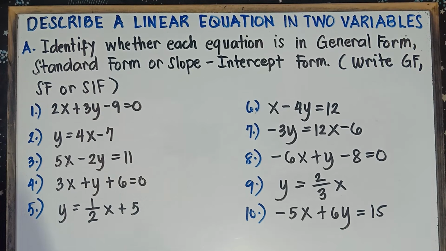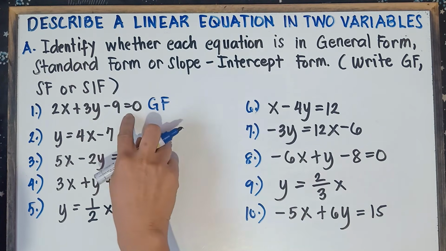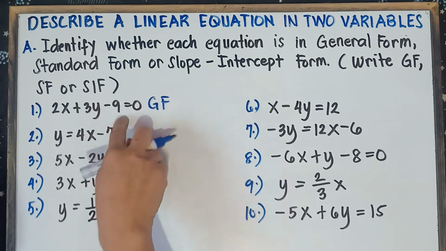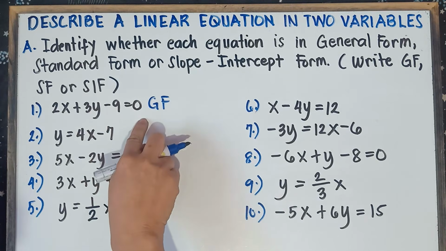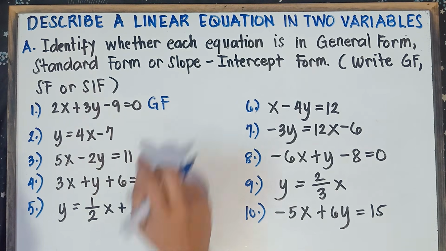Alright, number 1, what's the answer, class? That's correct. That would be general form. So this is GF because the last number is equal to 0. We have x, we have y, we have the constant, then equal to 0. Automatic, that would be general form. Very easy, right, for number 1?